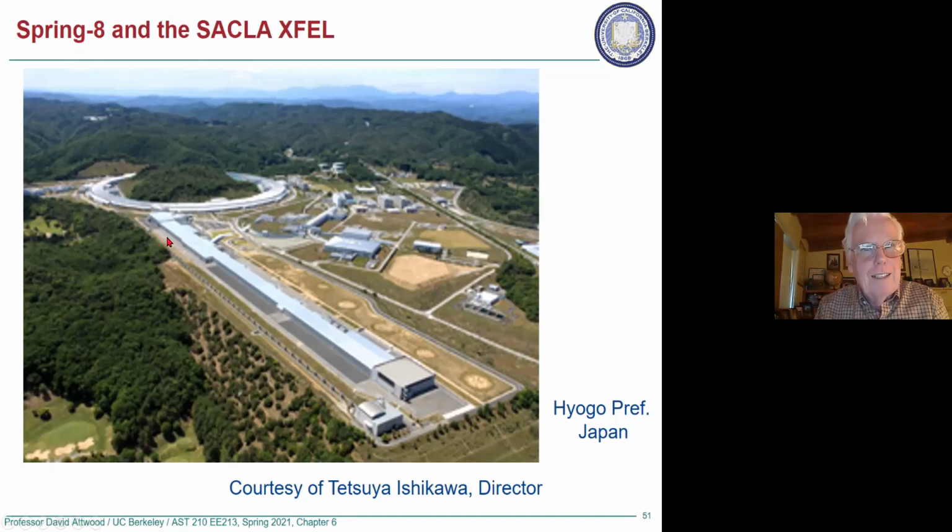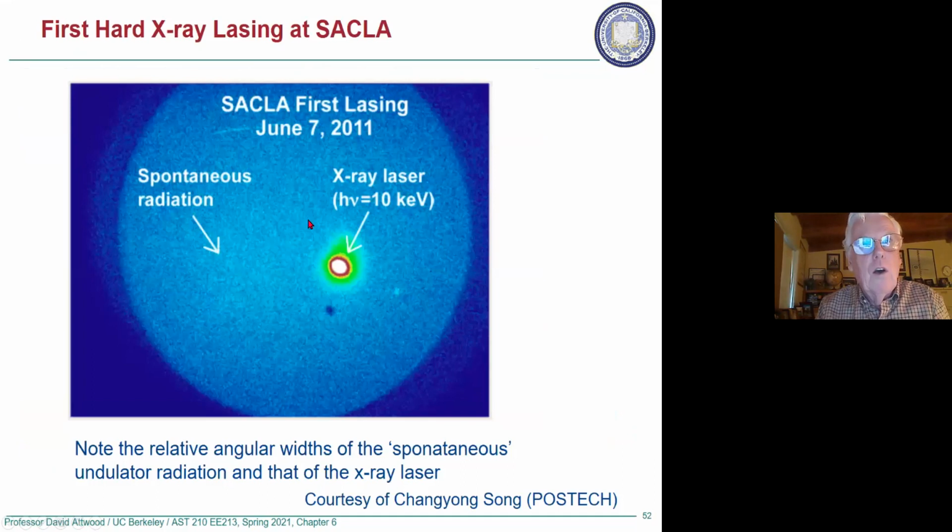Okay, so that's SACLA. And oh, this is interesting. So the first hard X-ray lasing at SACLA, okay, 2011. And this big ring, this is the undulator radiation. This has a half angle at some great distance of 1 over gamma square root of N, and it's big. It's tens of microradians.